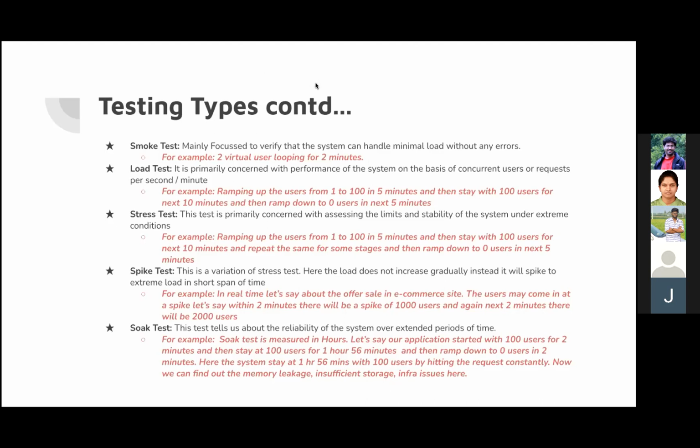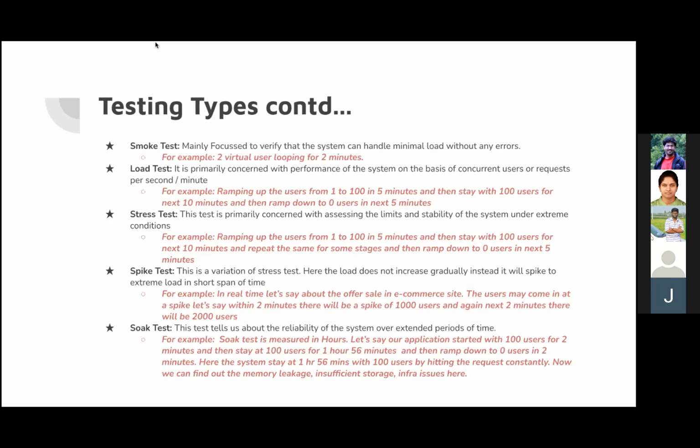So next we have spike testing. Spike testing is a variation of stress test, and it does not increase gradually. Instead, it will spike to extreme load in a short span of time. For example, in real time, let's say about an offer sale on an e-commerce site. The users may come in as a spike, let's say within 2 minutes there will be a spike of 1000 users, and again in the next 2 minutes there will be 2000 users.